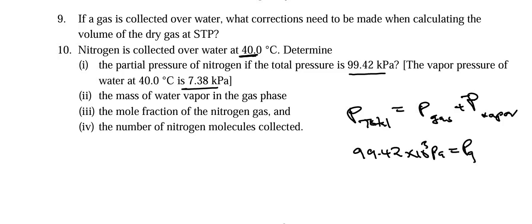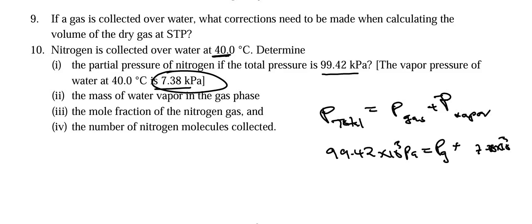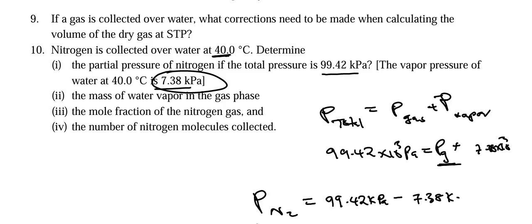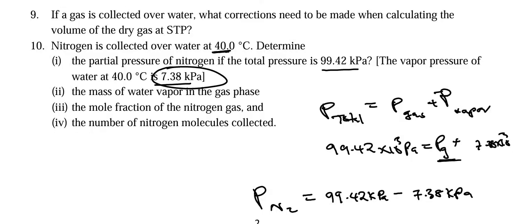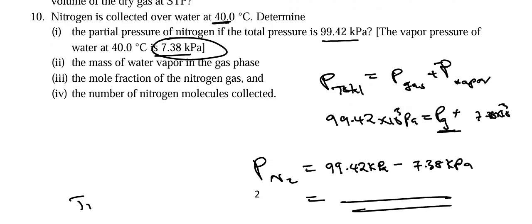The pressure of the gas plus the pressure of our vapor is simply 7.38 times 10 to the power 3. So we're looking for the pressure of the gas. So the pressure of nitrogen is equal to 99, let me just use it in kilopascals, this guy minus the 7.38 kilopascals. So this will give you the pressure. Hope this is okay.